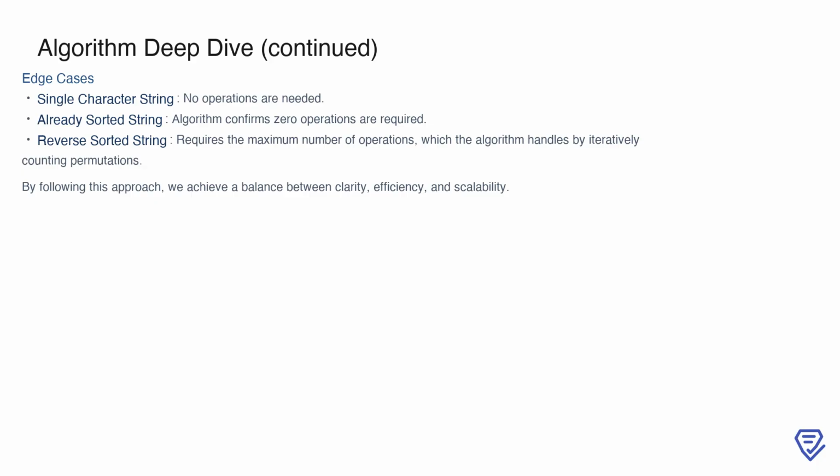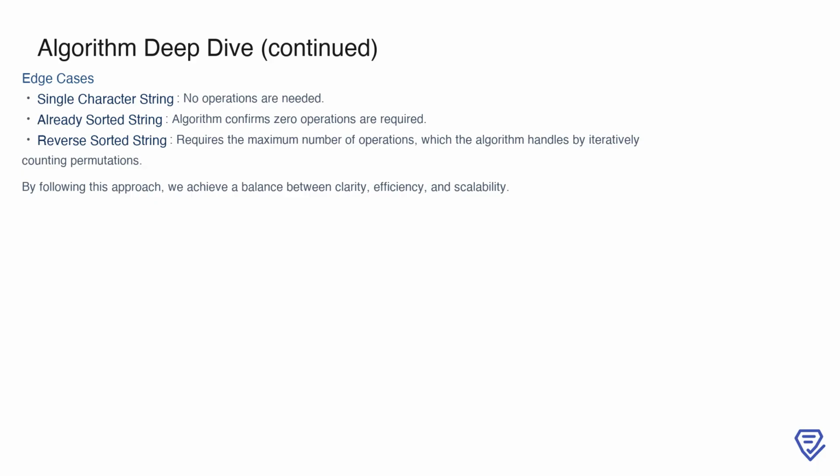Finally, edge cases highlight the robustness of the algorithm. For a single character string, no operations are needed, as the string is already sorted. Similarly, for a string that is already in lexicographical order, the algorithm correctly identifies 0 operations. On the other hand, a reverse-sorted string represents the worst-case scenario, requiring the maximum number of operations.